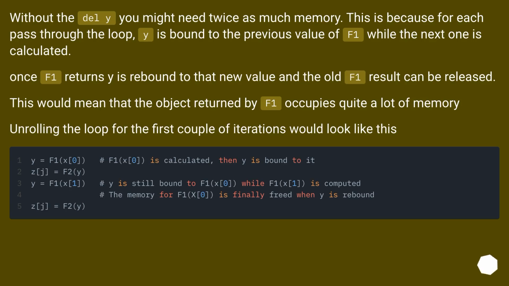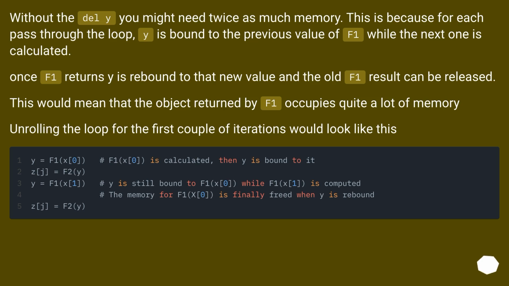Without the del y, you might need twice as much memory. This is because for each pass through the loop, y is bound to the previous value of f1 while the next one is calculated. Once f1 returns, y is rebound to that new value and the old f1 result can be released. This would mean that the object returned by f1 occupies quite a lot of memory.